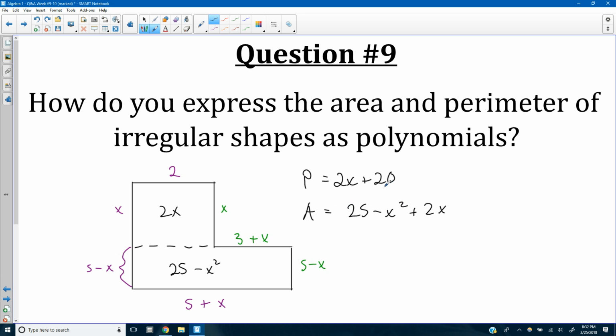So that's how you find irregular shapes. The area and perimeter of irregular shapes is polynomials. You do the things I talked to you about. Know your shapes and work things out. Break them into shapes that you know.